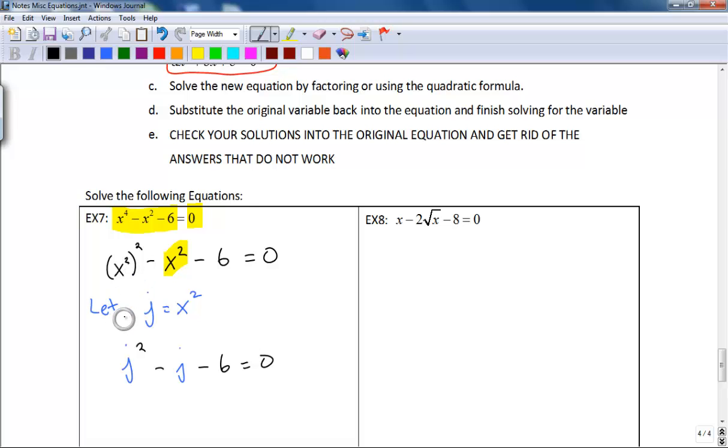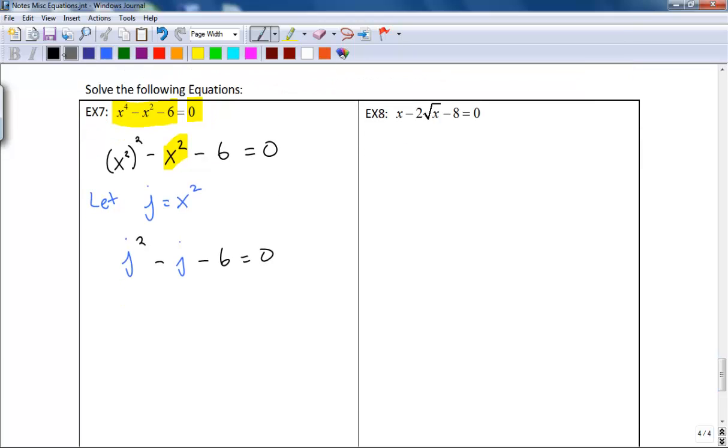So notice, I can make a substitution and then get it into a quadratic, right? Because J squared minus J minus 6, that's a quadratic. So I can solve that using factoring or completing the square or the quadratic formula, whichever I'd like. So let's actually solve this. I'm going to solve this by factoring.